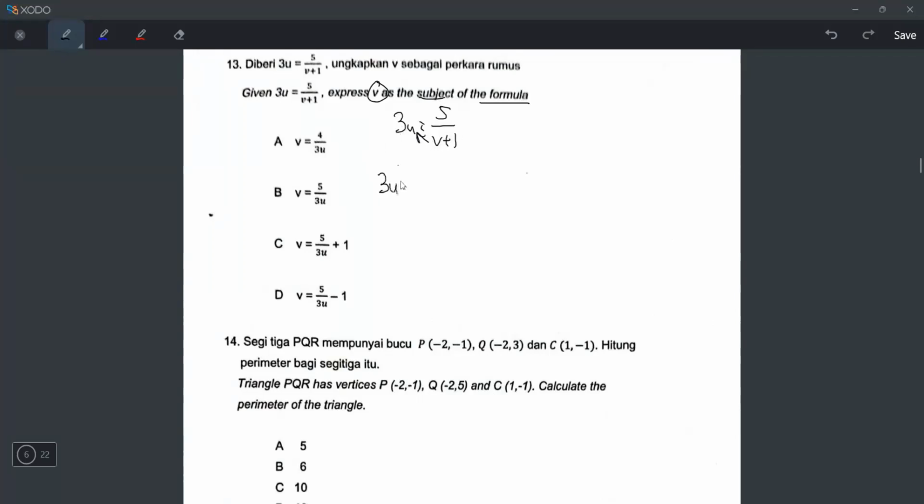So it will be 3u times with what? V plus 1 equals to 5. Okay? You don't even have to write the times if you don't want. And then now you can start to find v. And how to do that? You move the 3u, and after that you move the 1 lah.